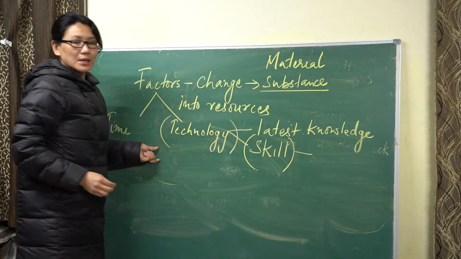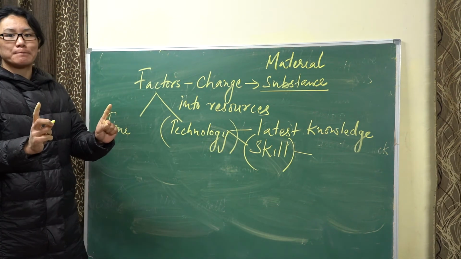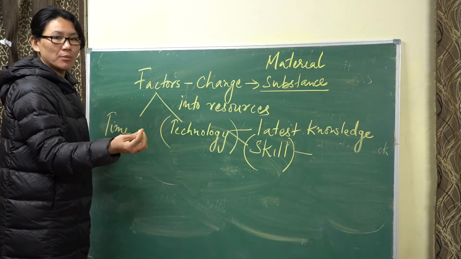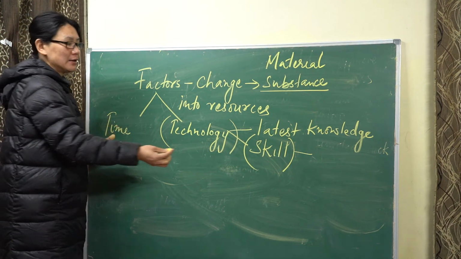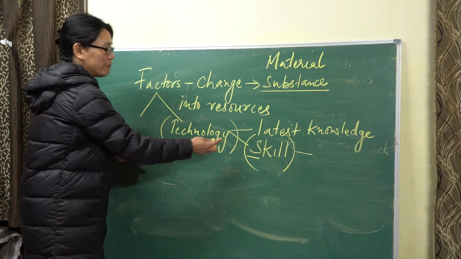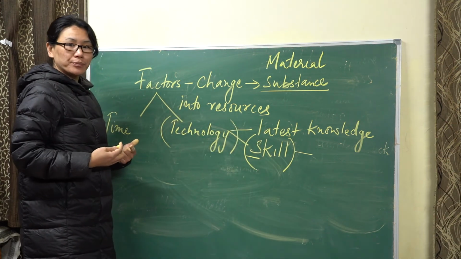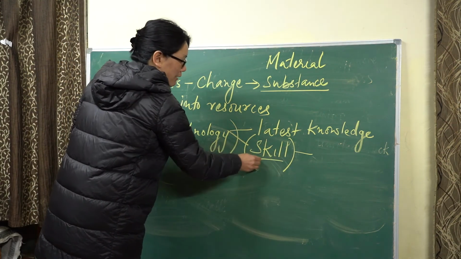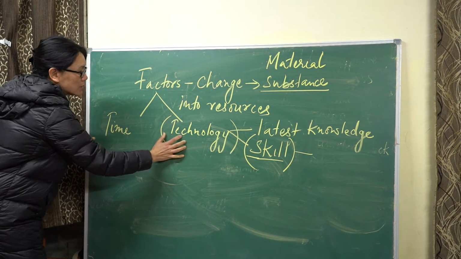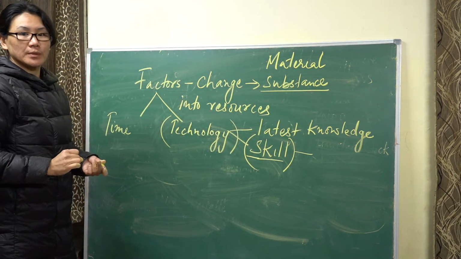Now what is this skill? Skill means to do something perfectly. Say for example, you are doing some job. If you are doing that job perfectly, then it is a skill. If you are writing something perfectly, then you have writing skill. So technology here means knowledge, the latest knowledge, and having skill to do something properly. These two things change material or substance into resources.